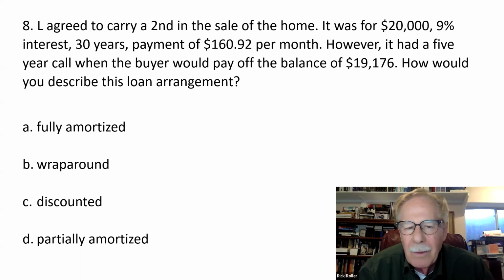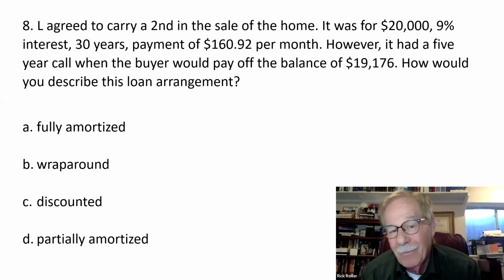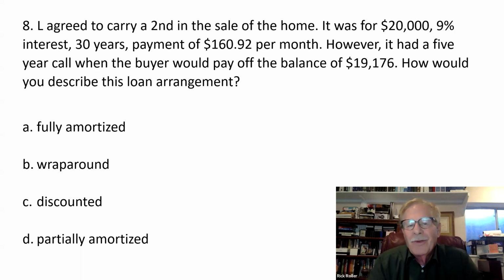So anyway, the call: the buyer-borrower would pay off the balance of $19,176. How would you describe this loan arrangement? Well, there's a call, meaning there's a balloon. Anytime you have a payment in a loan that is in excess of the normal periodic payments, okay? The normal periodic payment was $160.92 per month. Well, there's one whopping payment coming up that's going to be $19,176. I mean, obviously that's in excess of the 160 and change.